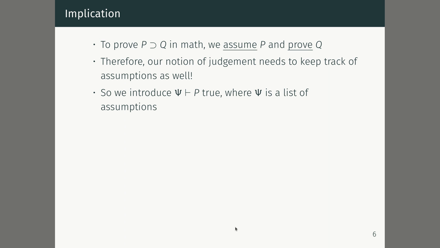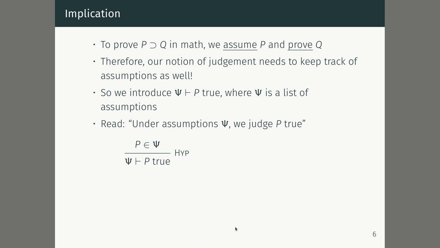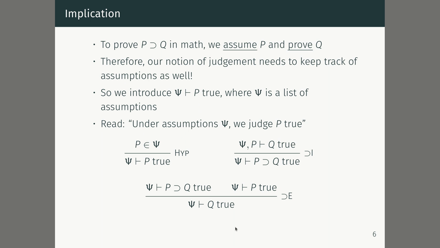So what we're going to do is introduce a new judgment form, psi turnstile P is true, which means that under the assumptions in psi, we're going to judge P to be true. And psi is just a list of the assumptions that we've made so far. The way that we can use a hypothesis is pretty simple. If we've assumed that P is true, then obviously we can prove that it's true by just using that assumption.